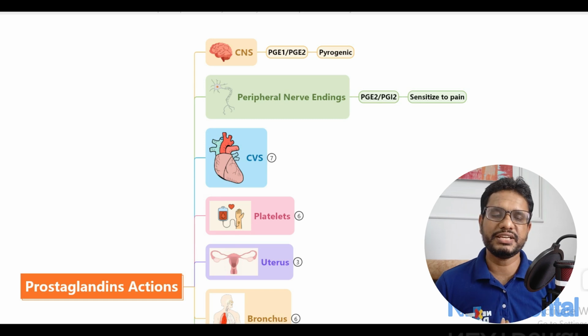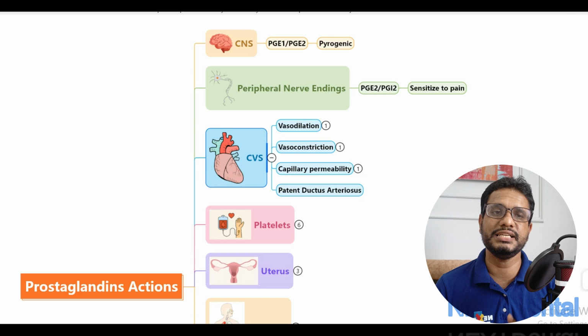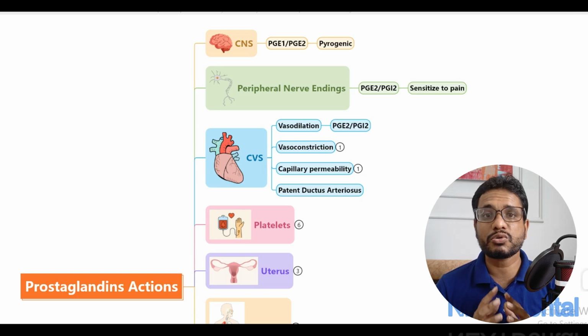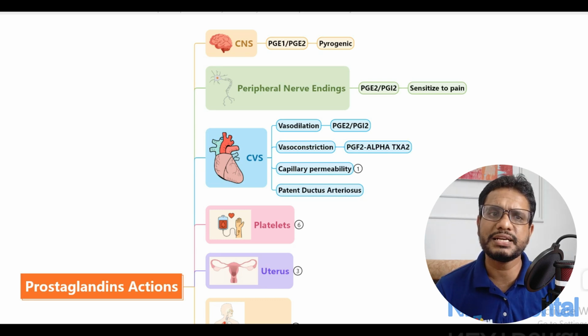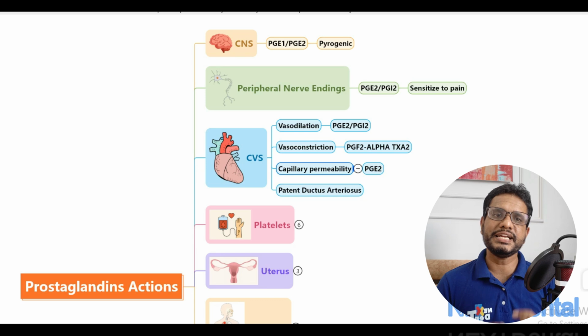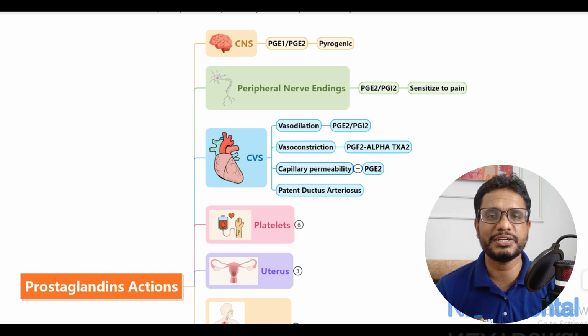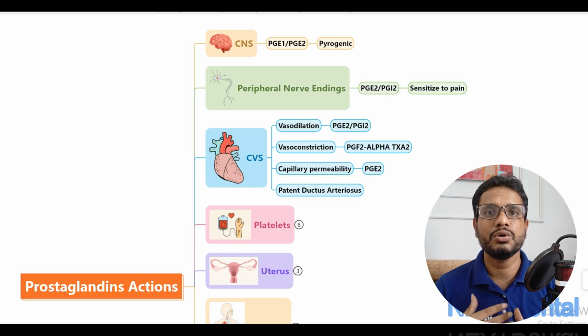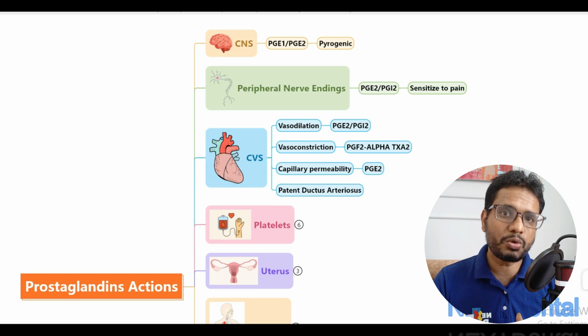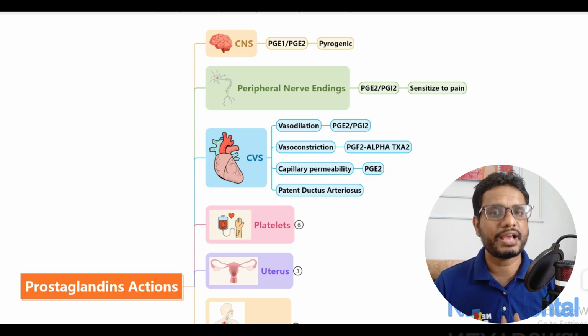Then we have the CVS. On the CVS we have the vasodilation action by PGE2 and PGI2. We have vasoconstrictive action by PGF2 alpha and thromboxane A2. We have capillary permeability increasing action by PGE2, and we have patent ductus arteriosus actions as well. You must have heard that to close a patent ductus arteriosus we give aspirin to the patient or the child, right?